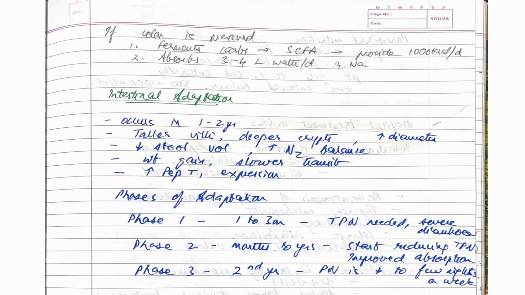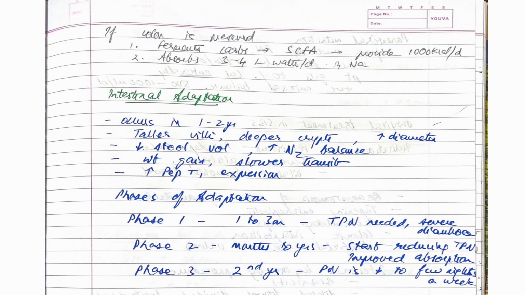If the colon is preserved, it ferments carbohydrates, and this causes the production of short-chain fatty acid, which provides 1,000 kilocalories per day. It also absorbs 3 to 4 liters of water per day and sodium.